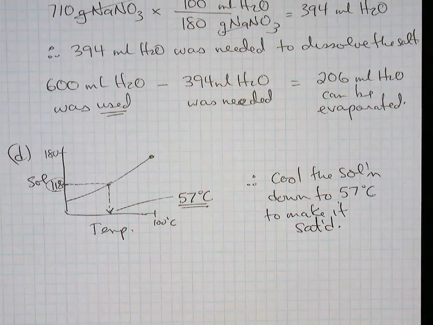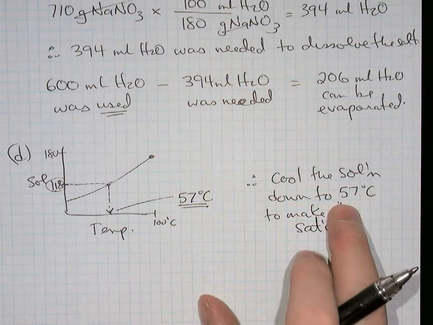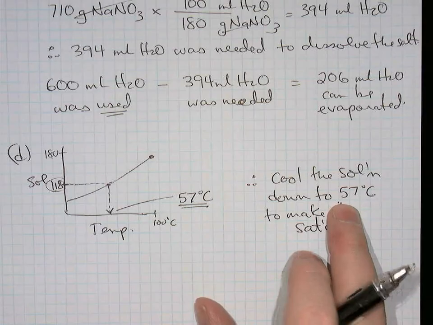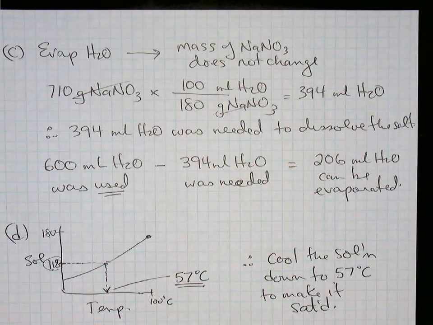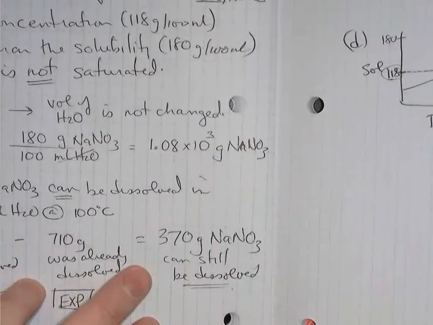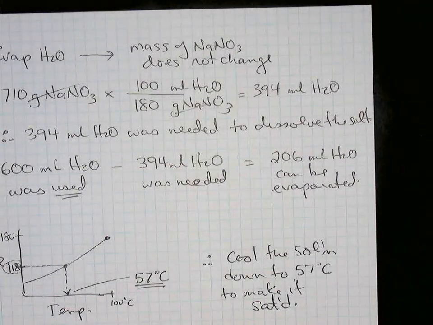So there are 3 different ways to make the solution saturated. Cool it from 100 degrees down to 57 degrees and it will be saturated. You could have evaporated 206 mils of water, that also would have made it saturated. Or you could have added another 370 grams of salt. Now if you added the salt or evaporated the water, the temperature would have stayed the same at 100 degrees Celsius. You'd have to be using boiling water at a boiling temperature to do that.